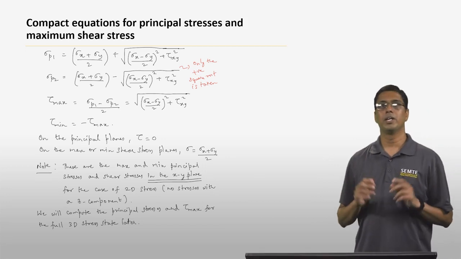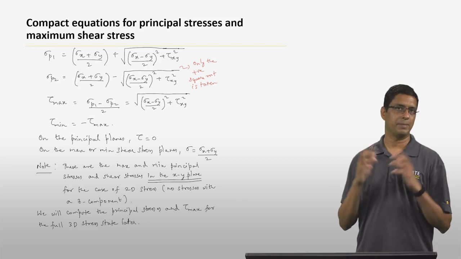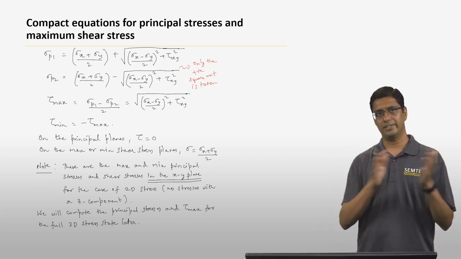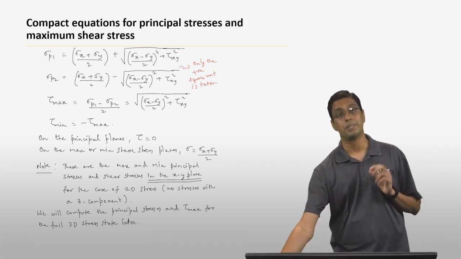So essentially, you use the stress transformation equations, find out for which theta sigma x prime is maximized, and then you put that theta back in the sigma x prime equation, you get sigma p1, which is the maximum principal stress, or principal stress number 1.